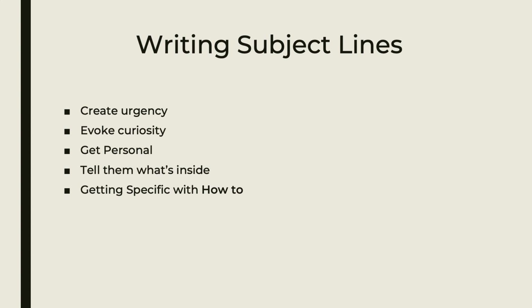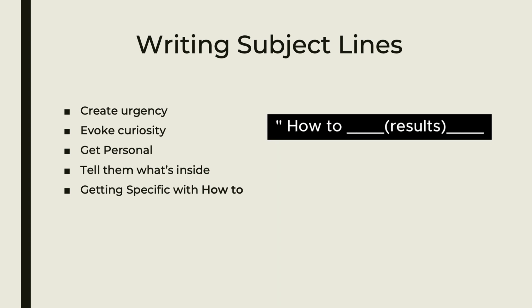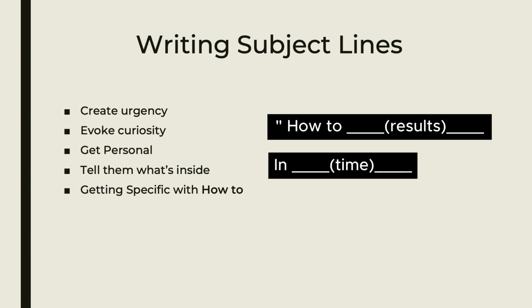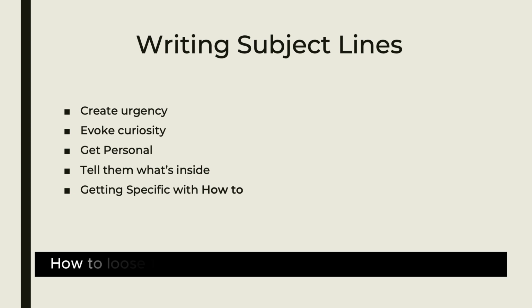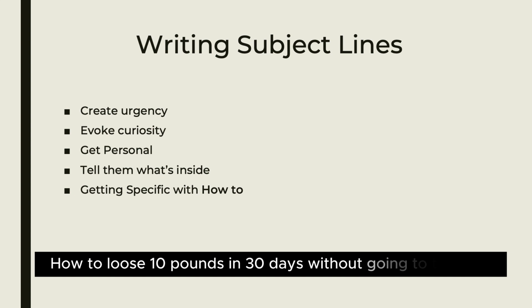So this is a really popular formula, and I'm going to show you how to use this. Basically, this is the statement: how to [blank], which is the result, in [blank] time, which is the time it's going to take, and then without [blank], which is the pain that they can avoid. For example, how to lose 10 pounds in 30 days without going to the gym. That's one example of the how-to.